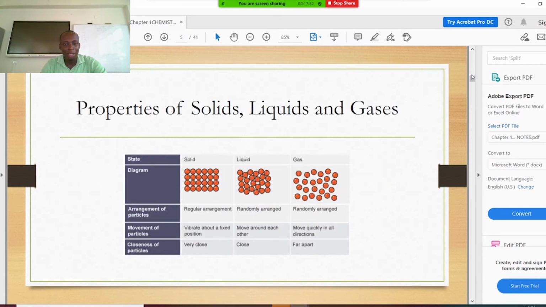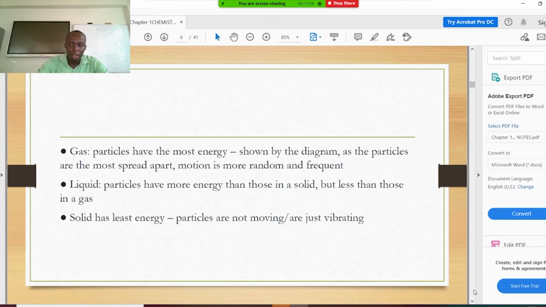The next one is we are looking at these states of matter in terms of the kinetic energy of the particles in these three states of matter. If you take gases, gases have the most kinetic energy. That is why the particles spread apart and their motion is random and frequent.